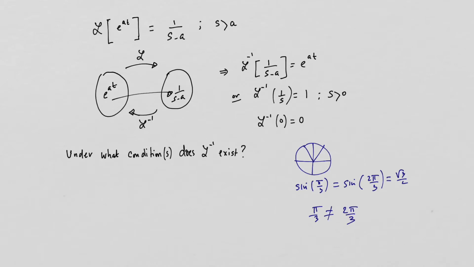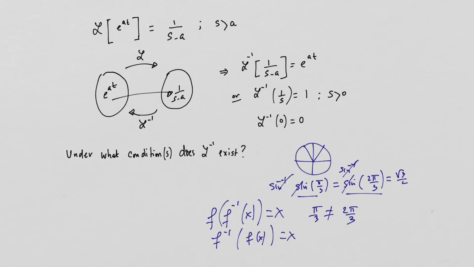Even though sine of pi over 3 equals sine of 2 pi over 3, in other words, you can't just introduce inverse sine on both sides and so-called cancel. Really, that's not what we're canceling here. What we are trying to say is, if you compose a function with its inverse, you get the identity function. But that is true only if the function is 1-to-1. Of course, if f is 1-to-1, f inverse would have to be 1-to-1, and vice versa.